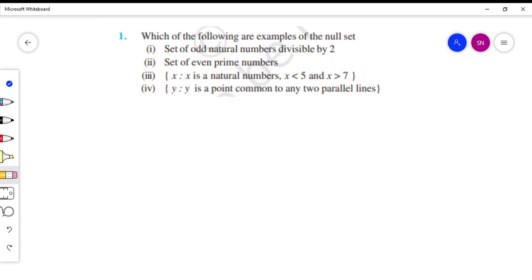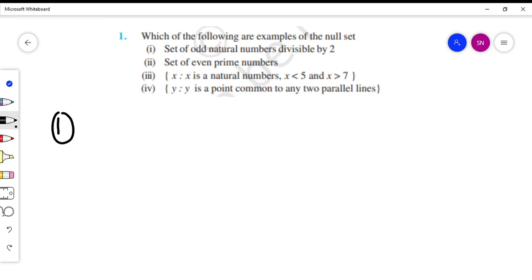Now the first question in exercise 1.2 says, which of the following are examples of the null set? So we are asked to find out which are the examples of null set from the four options given here. We'll try and solve with ample amount of explanation. The first one is set of odd natural numbers divisible by 2.